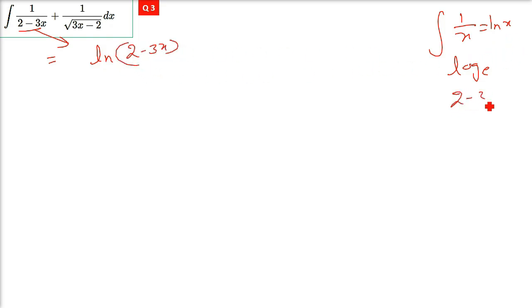2 minus 3x, then we have to differentiate this. This is negative 3, and that has to be kept in the denominator. This is how it is done.